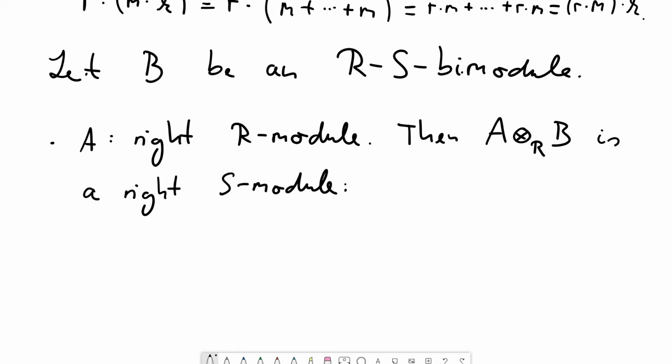And it is so in the only possible way it can be. So if I have an elementary tensor, remember every element in the tensor product is a sum of those elementary tensors, so it's always enough to declare what the action is on an elementary tensor. And if I have such an elementary tensor and I multiply with an element S from the ring S from the right, then I just want this to be the elementary tensor A tensor B times S. And this gives me a well-defined right action with the ring S.